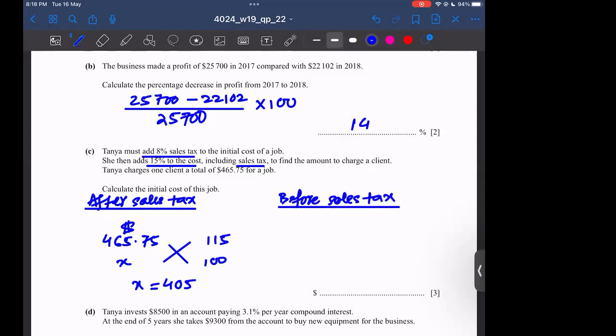After sales tax, we have the amount $405. That is the 108% amount, right? And before sales tax, we have the amount Y, और ये हमारे पास 100% अमाउंट है. मैं इसको क्रॉस मल्टीप्लाई कराऊंगा. I'll get the value 405 multiplied by 100 divided by 108. So I get the answer 375 है.